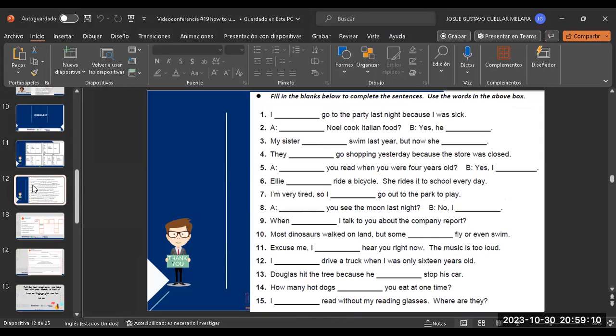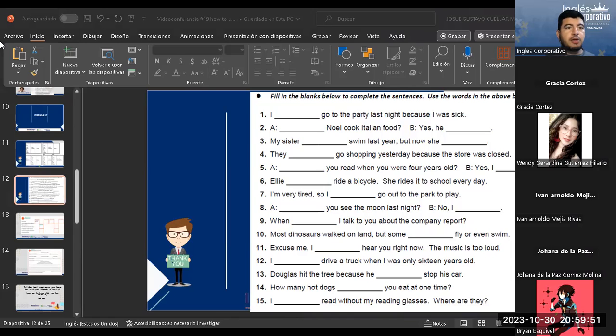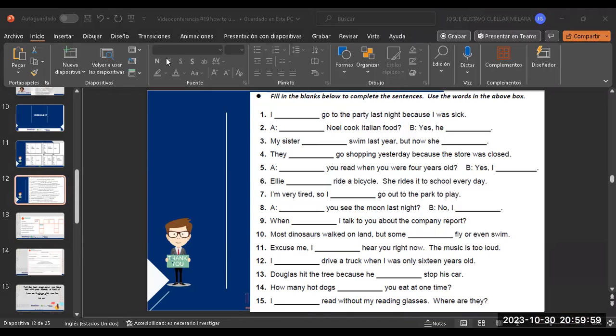Démosle una revisada. Vamos a darle una revisada a estas oraciones en las cuales vamos a escribir can, can't. Pero también podemos escribir could o couldn't. Ok. Pueden ser afirmativas, ¿verdad? Pueden ser negativas o pueden ser preguntas. Les doy un par de segundos para que vean cuáles oraciones pueden completar. Recuerden tener dos o tres. Cada uno me va a hacer dos oraciones, ¿verdad? Así que vayamos pensando en cuáles podrían trabajar para que no haya dificultad.